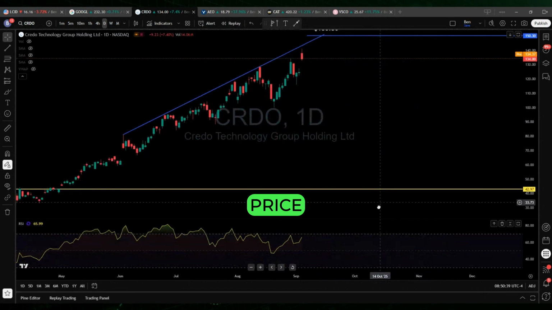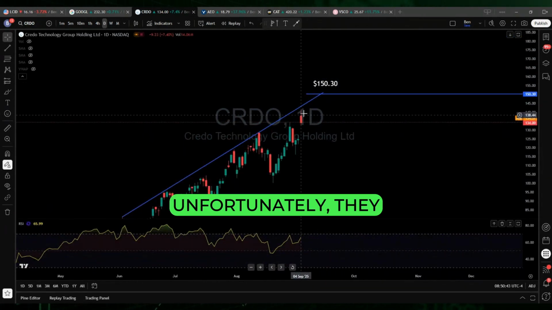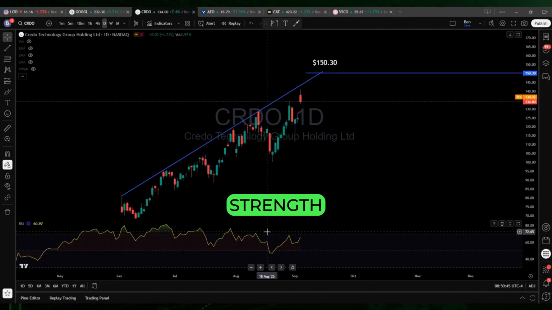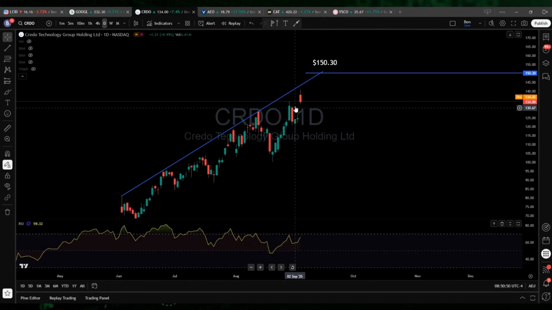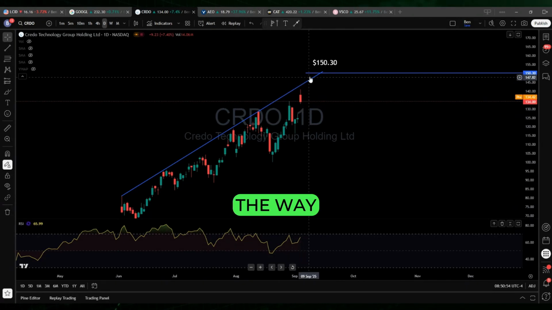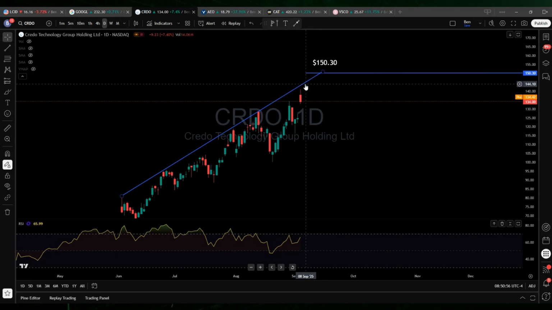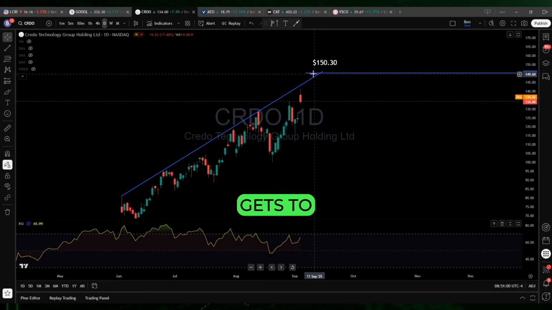Look at this price action. I did have an entry price at $150.30. Unfortunately, never got there. But look at the relative strength index. It's starting to put in continuation of negative RSI divergence. So what I would like to see is CRDO head all the way up to $150.30. It could just stop at this upsloping trend line before it gets to $150.